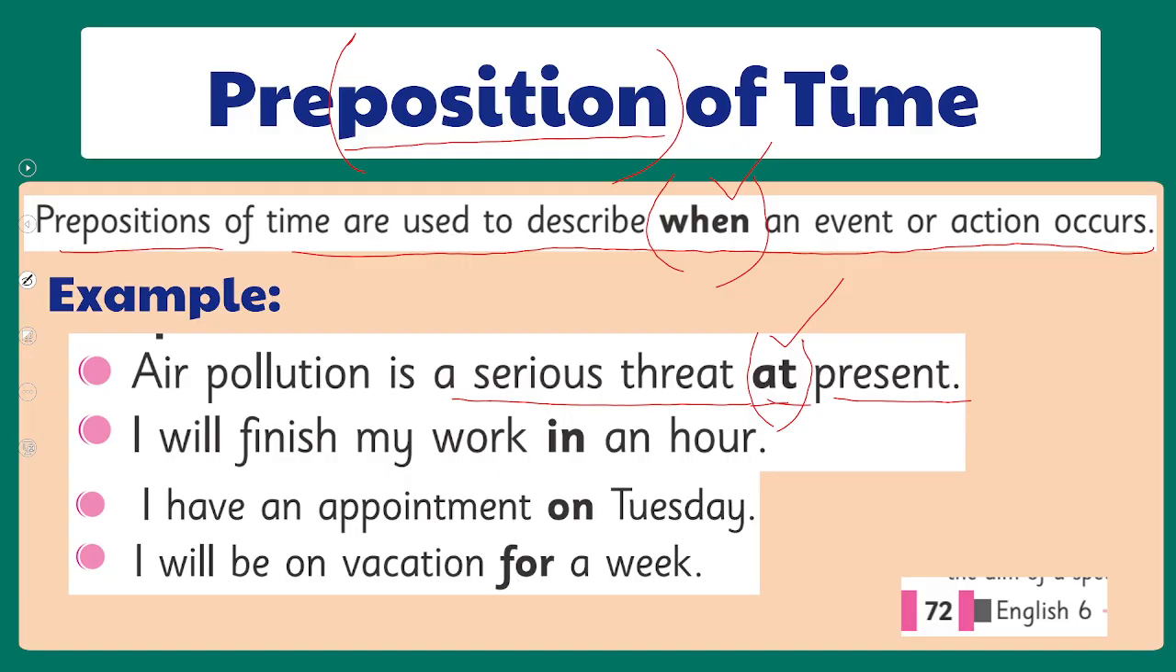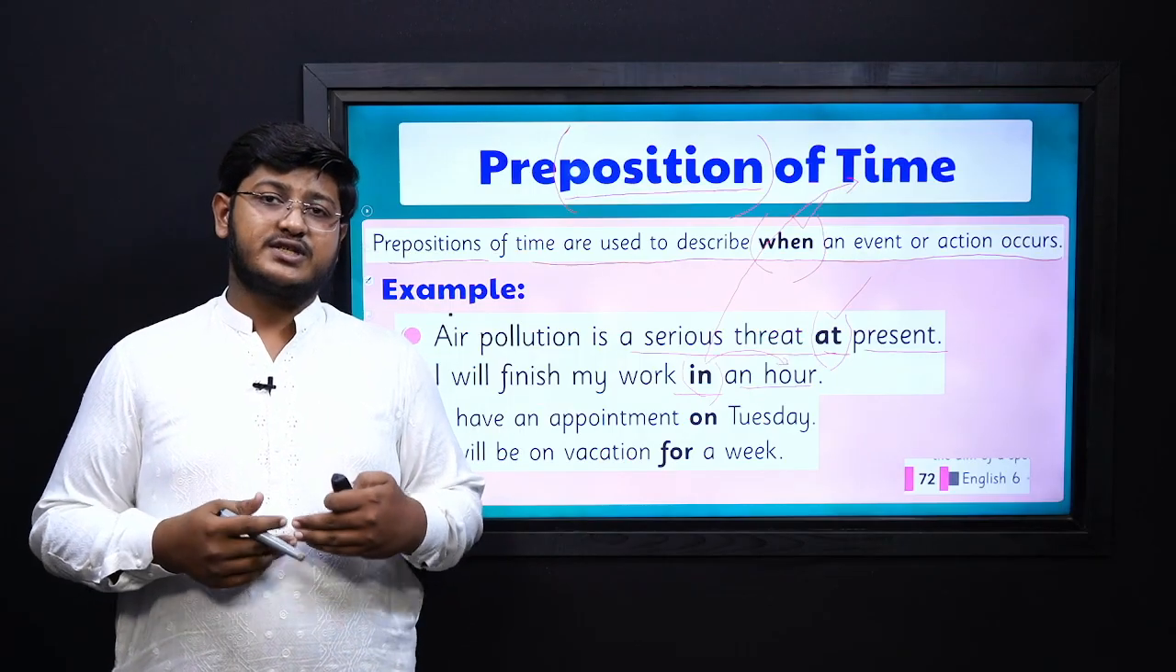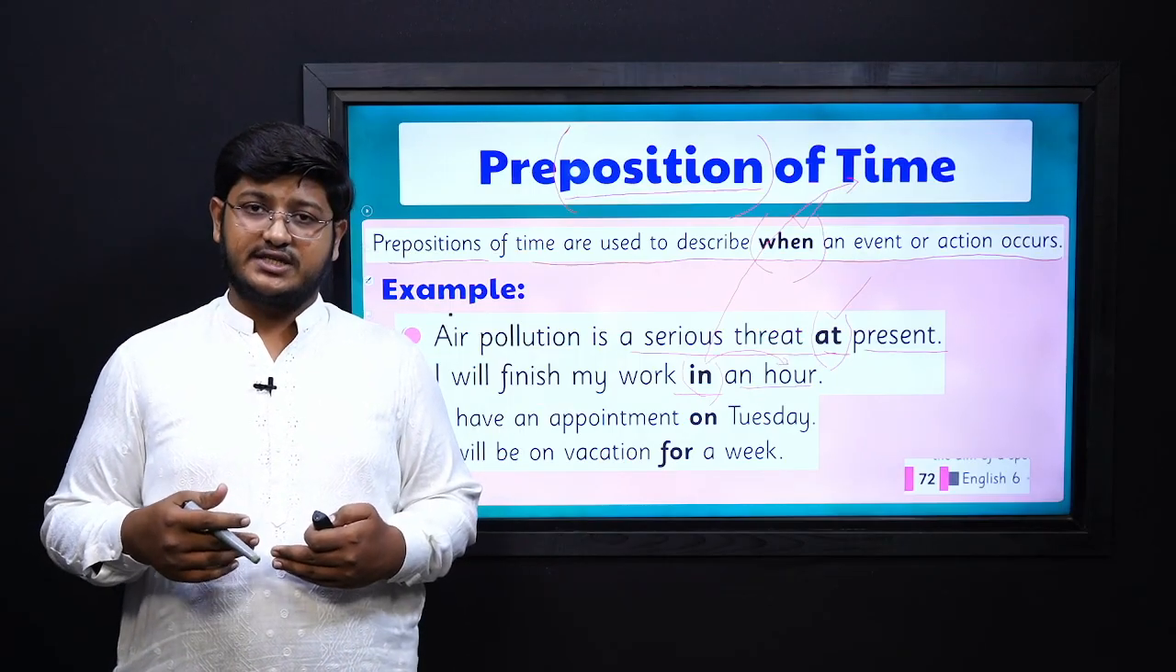In another example we can see: I will finish my work in an hour. So in is indicating the time frame, an hour, like one has to do his work in an hour. That's why in is a preposition of time, because it's indicating the time. I hope you guys have understood what is meant by preposition of time and how such prepositions are used to indicate the time.